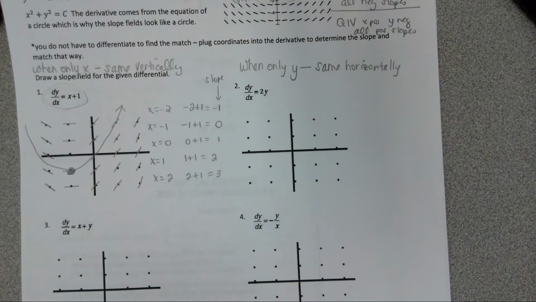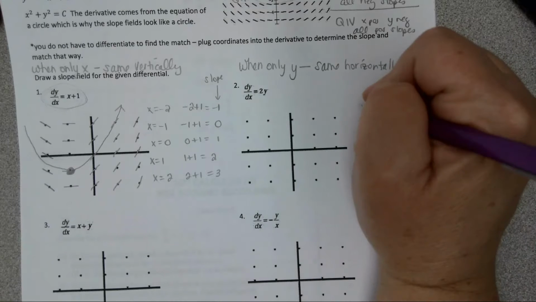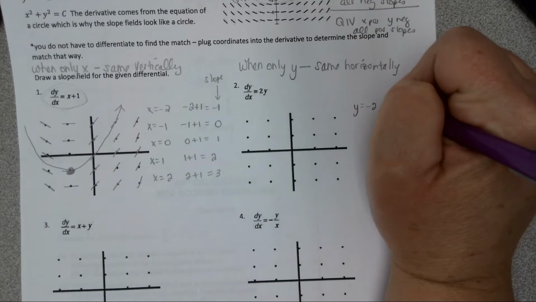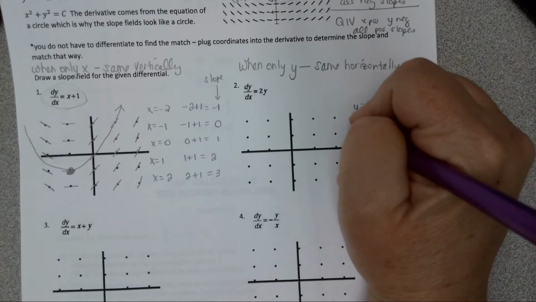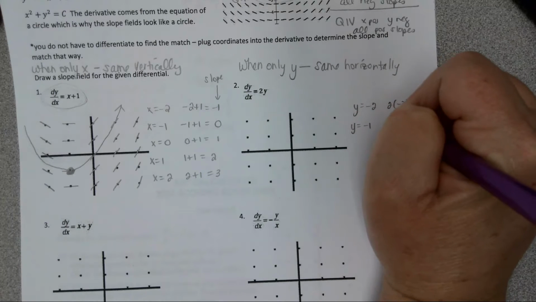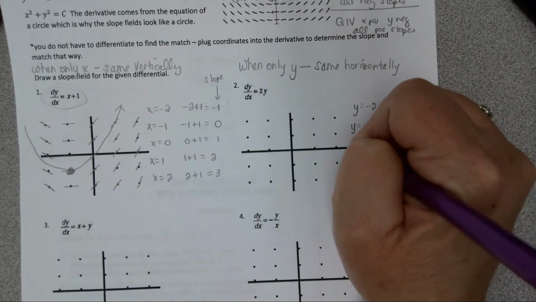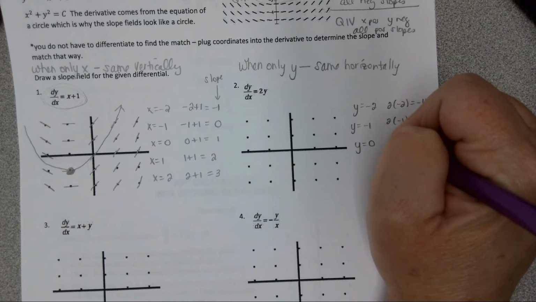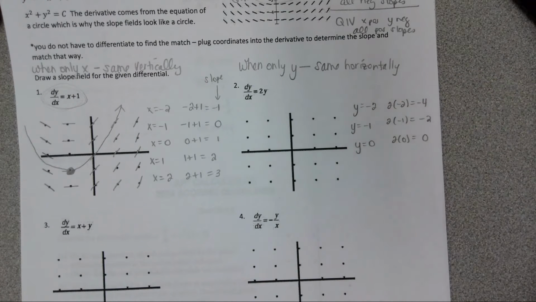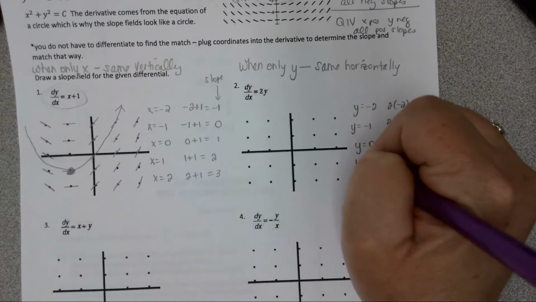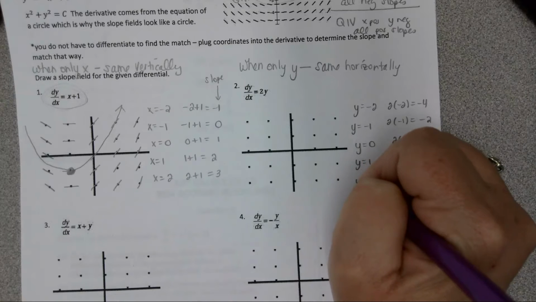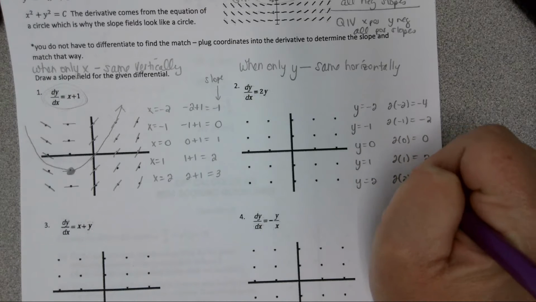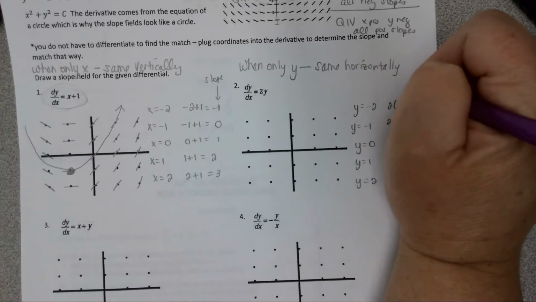Number 4 is the work. Y is equal to negative 2. Well, then I have 2 times negative 2, which is negative 4. Y is equal to negative 1. That's 2 times negative 1, which is negative 2. Y equals 0. Oh, those are my horizontal tangent lines. Y equals 1, my slopes are 2. When y equals 2, my slopes are 4.